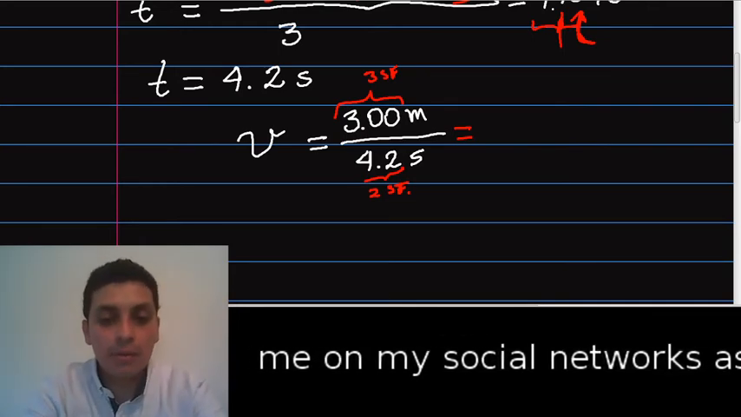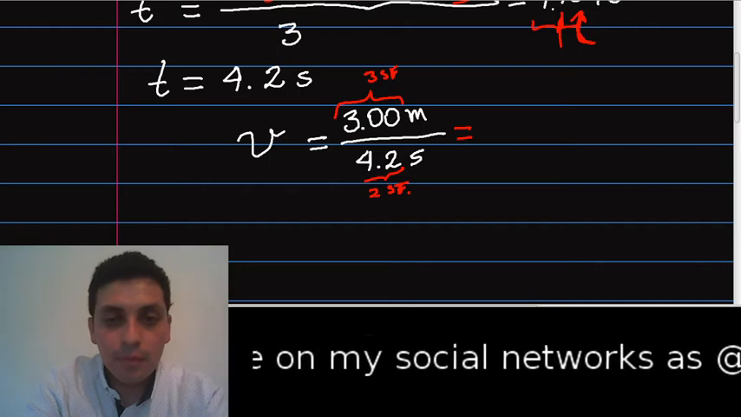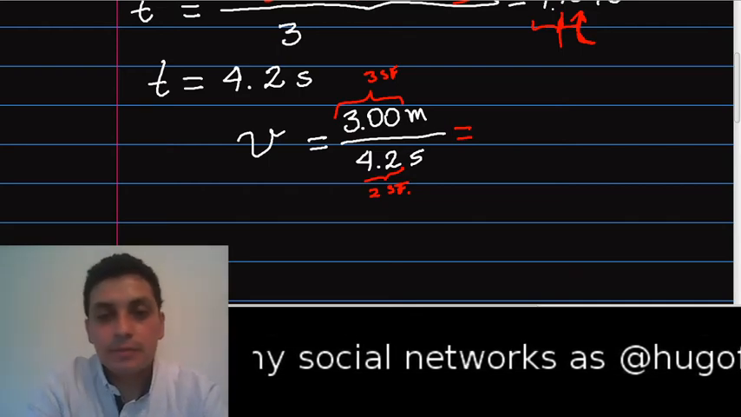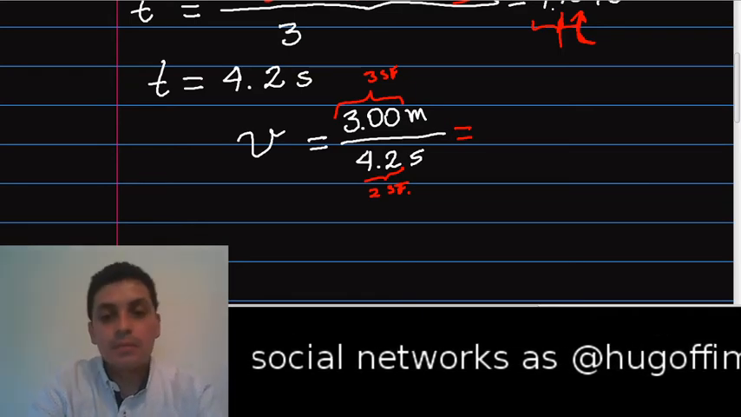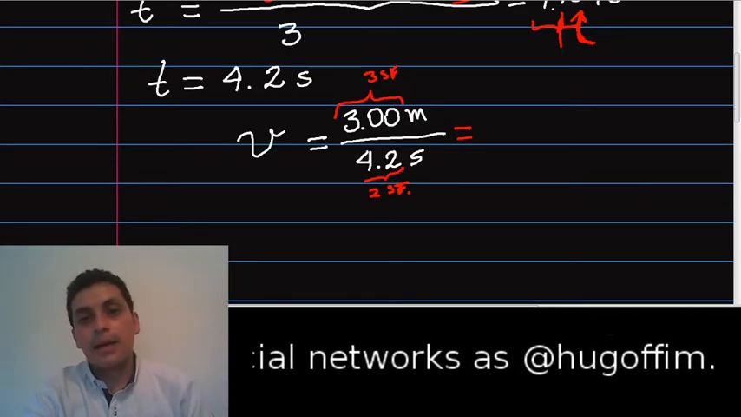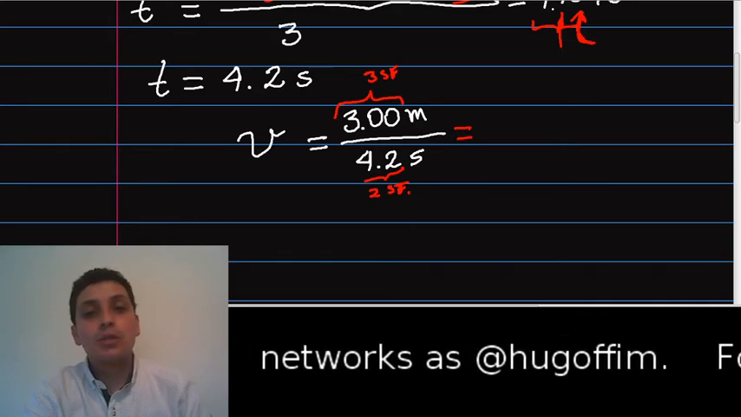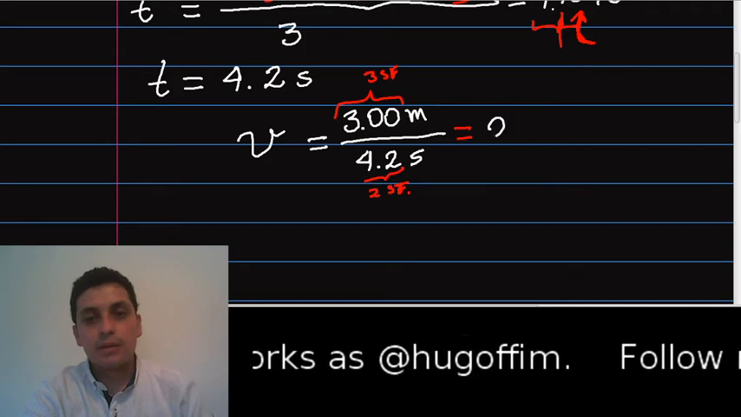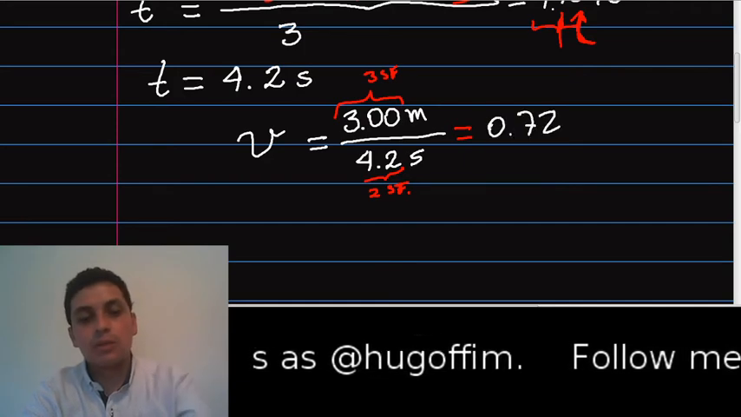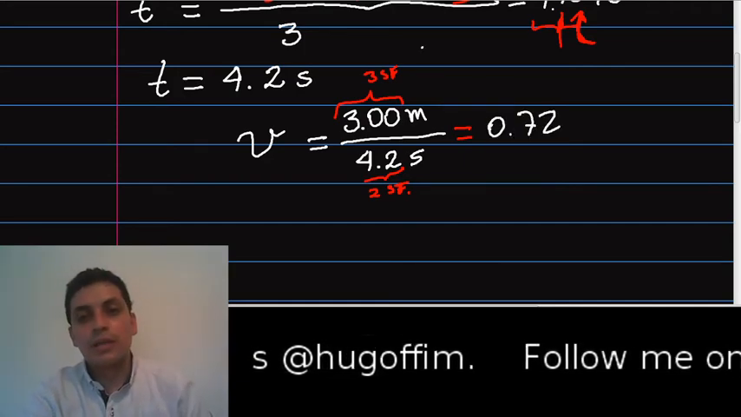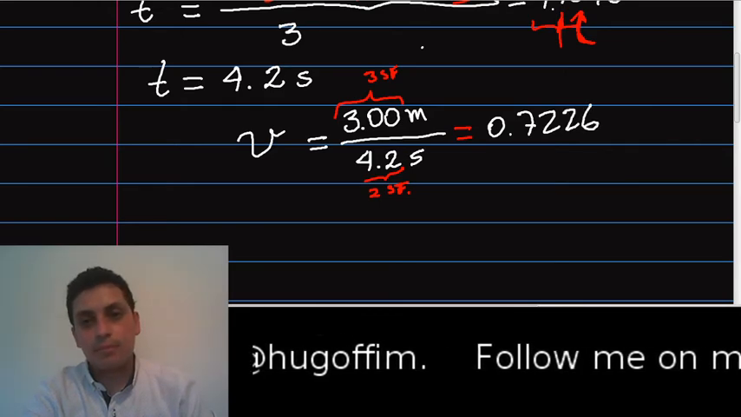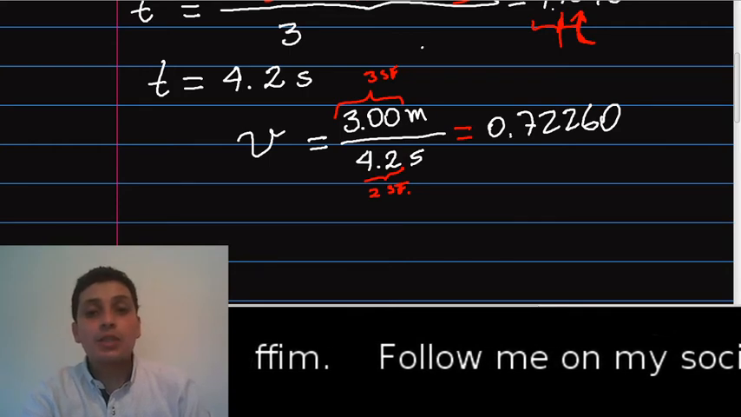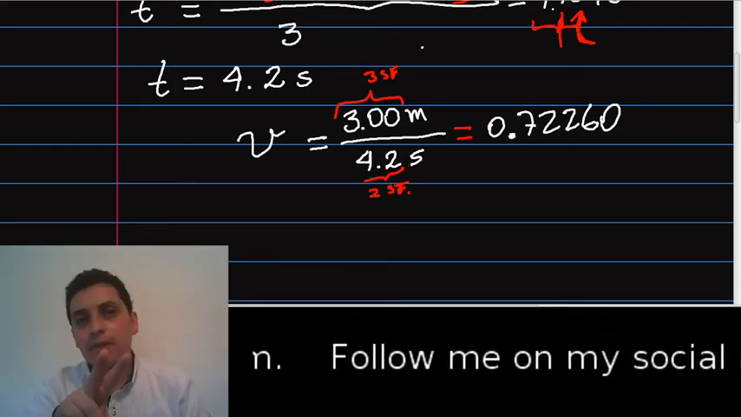So again, I'm going to take my calculator. 3 divided by 4.2, and I got 0.7226, and there are more numbers. But our answer should have two significant figures.